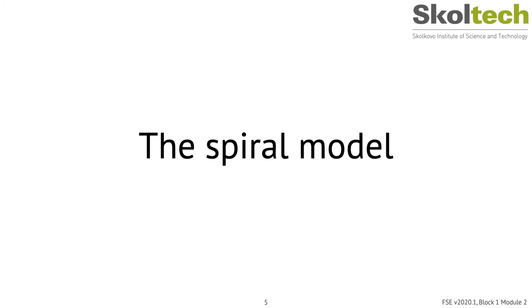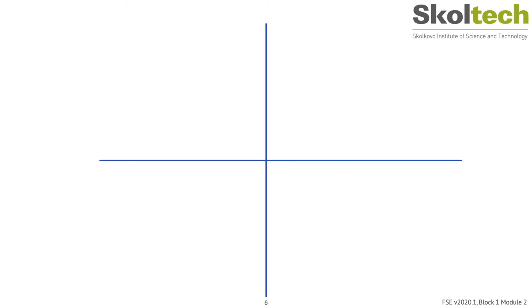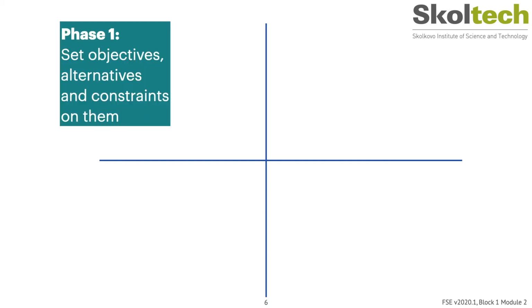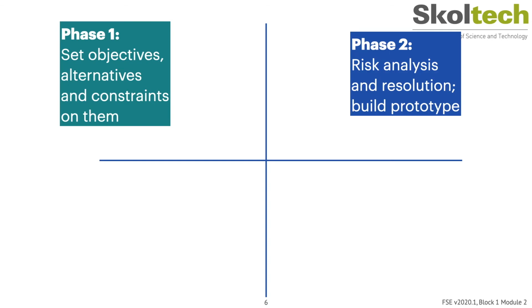The spiral model is a classical iterative model that proceeds in a series of phases. In the first phase, which some call the planning phase, you determine the objectives of the current cycle. You define any alternatives and constraints in the objectives. In the second phase, which some call the risk analysis phase, you perform risk analysis to determine what the biggest risk factors are that could prevent you from achieving this cycle's objectives. You then resolve the risks and build a prototype to achieve your objectives.